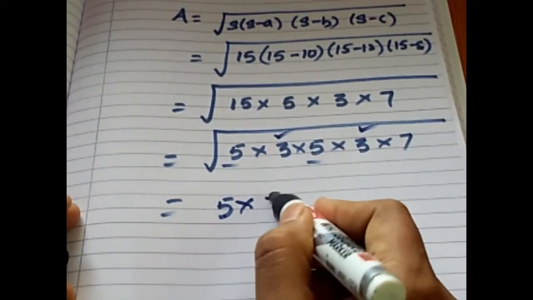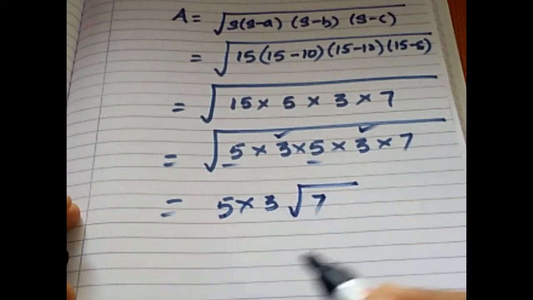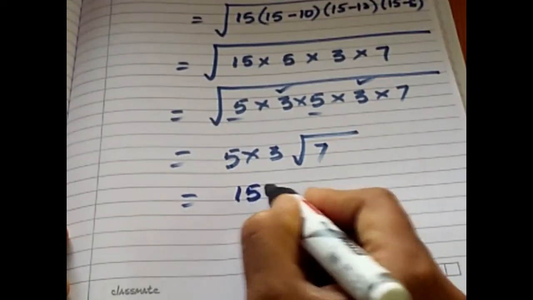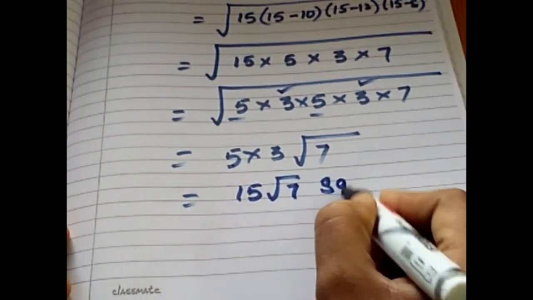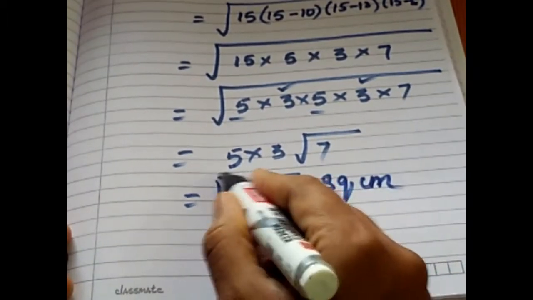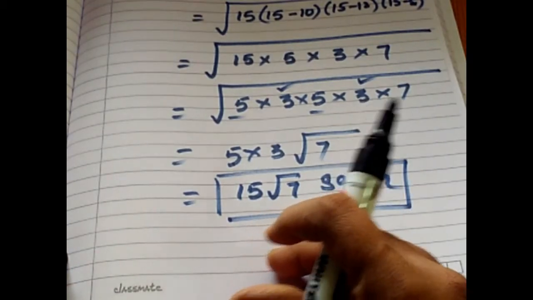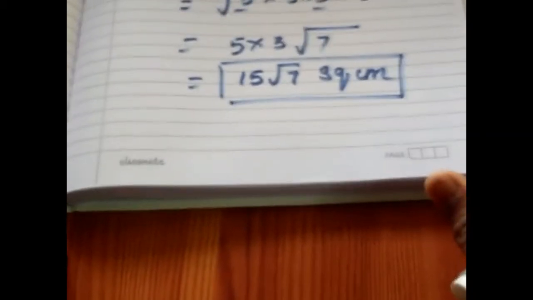Among 2 3, let me pull out 1 3. And 7 is a prime number, so keep as it is. 5 3s are 15 root 7 square centimeter. Now the second or the third step is finished, to find the area of triangle ABD.